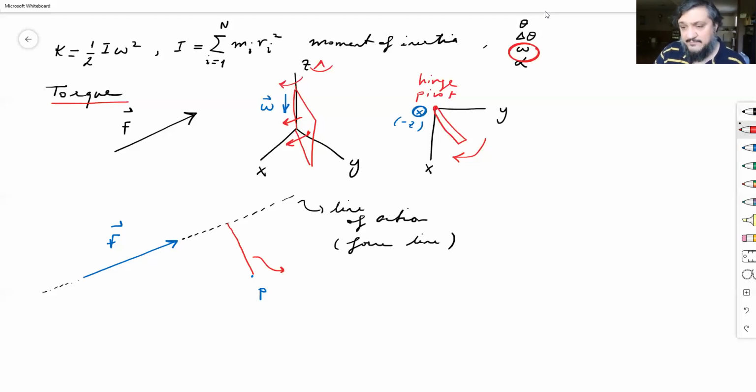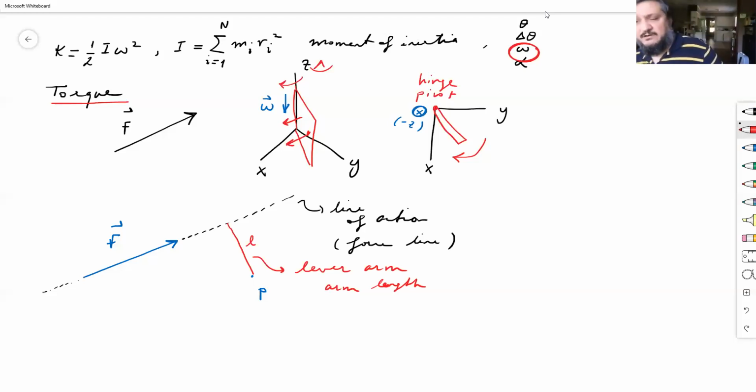is called a lever arm. Lever arm, or sometimes arm length, or just arm. Let's call it R or L. Let's call it L, lever. L stands for lever, okay? The lever arm is the shortest distance between that pivot point and the line of action.